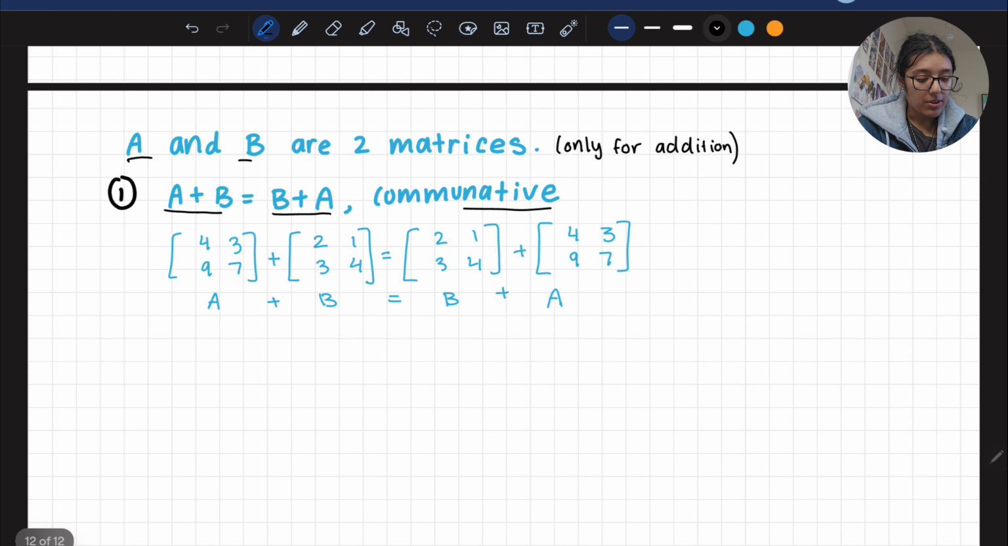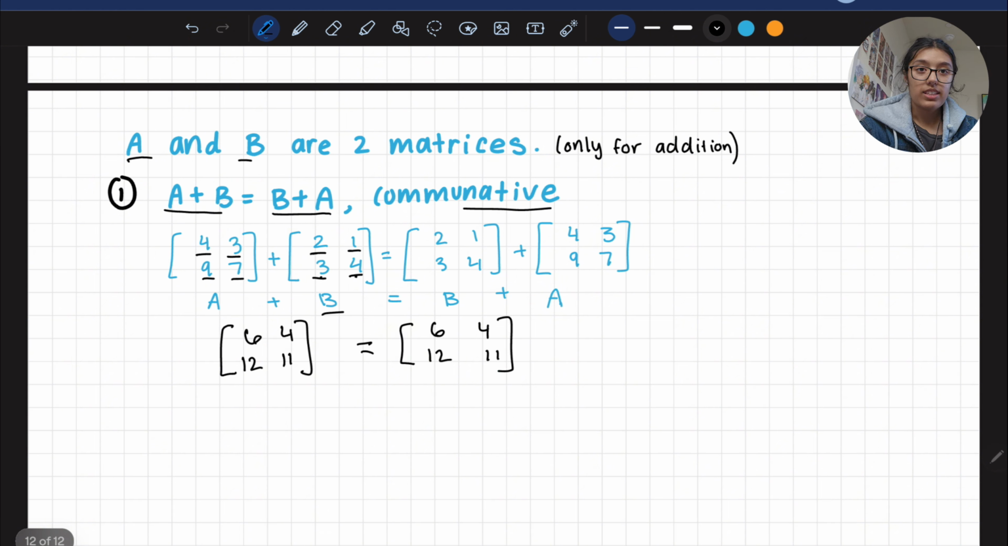And we can see that right here. We have a matrix A: 4, 3, 9, 7. We have a matrix B: 2, 1, 3, 4. If we add what's on the left, we get 4 plus 2, which is 6. We get 3 plus 1, which is 4. And now solving the right side, we can see that both the left side and the right side are equal. So yes, adding matrices is indeed commutative.